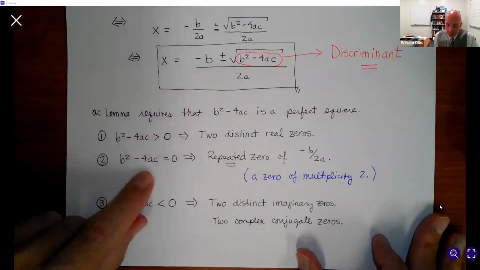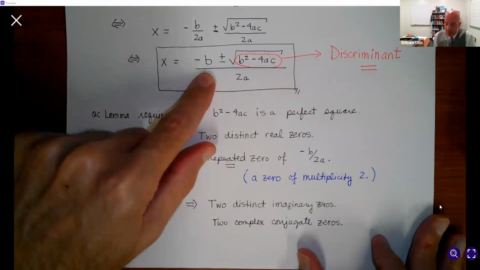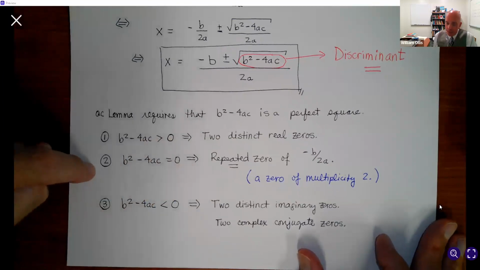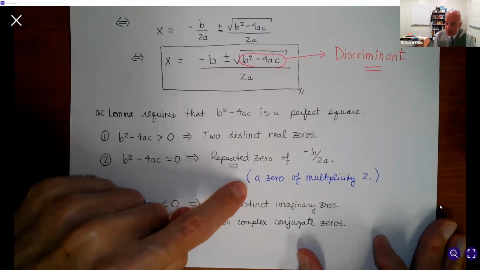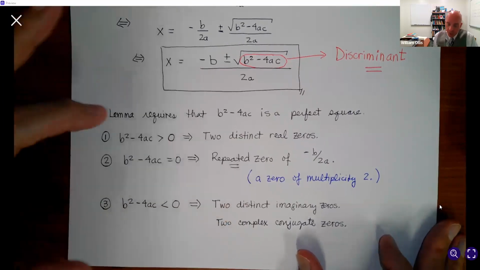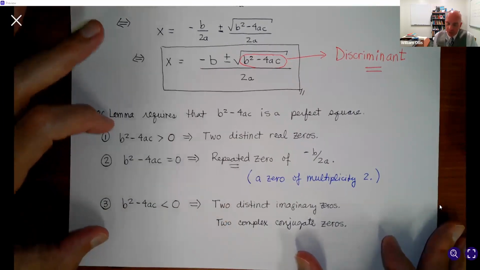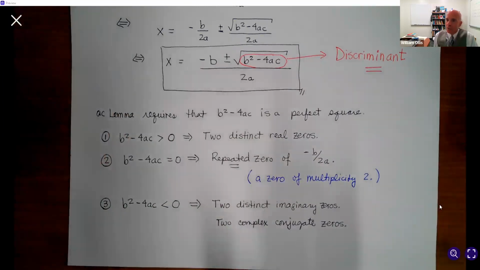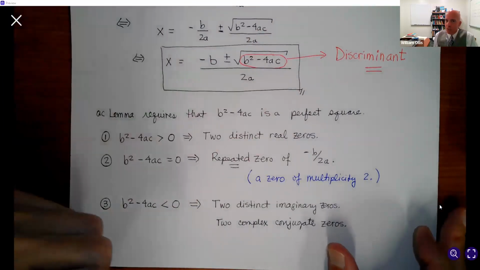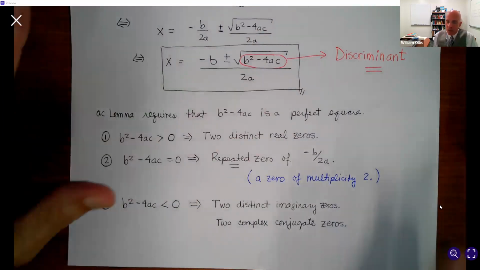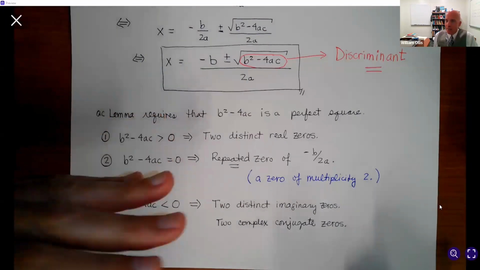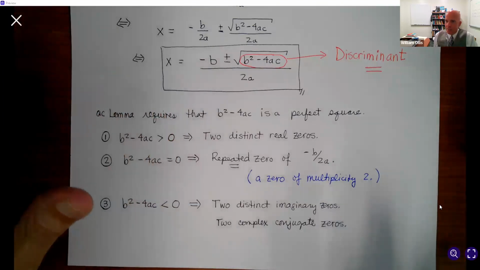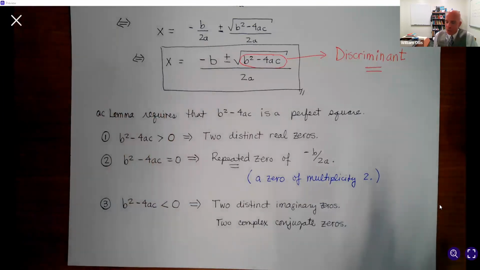And then of course, if it's zero, then you just get minus b over 2a, and that's it. That's the easiest case, the repeated zero, the zero of multiplicity 2. So again, just remember that with the formula for the solution of the quadratic, you get plenty of information. When it comes to dealing with quadratic equations, we can always solve them. There's nothing that's going to keep us from solving the quadratic equation.